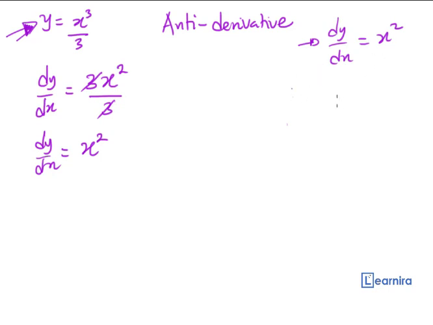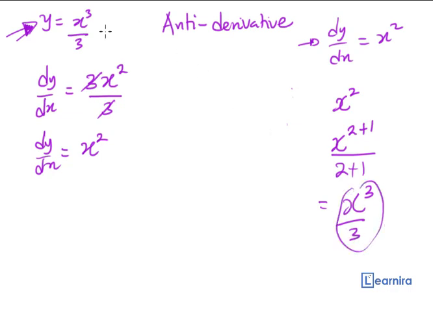Now, there's a standard way of finding the antiderivative. Let's say we have this derivative x squared and we're asked to find the antiderivative. All you need to do is add 1 to the power, then divide by the same power, 2 plus 1, and this will give us x raised to the power 3 all over 3. This is just the same thing as what we have here.